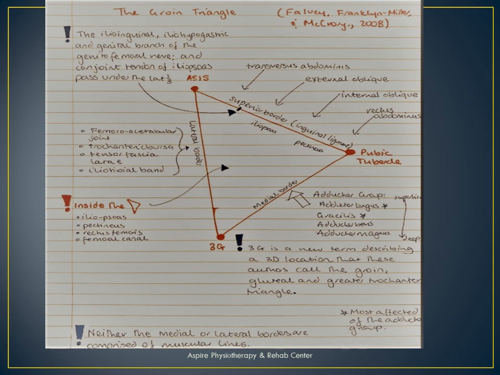Now when we consider the medial border, which starts from the pubic tubercle and ends at your imaginary 3G point, what all structures are associated with this?